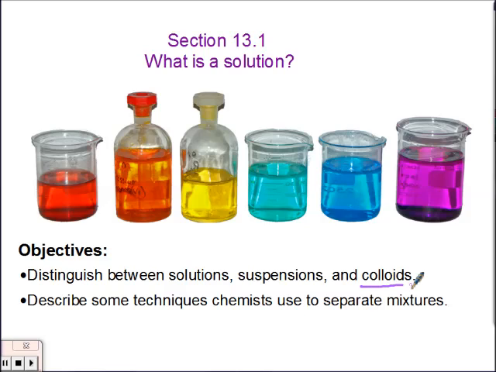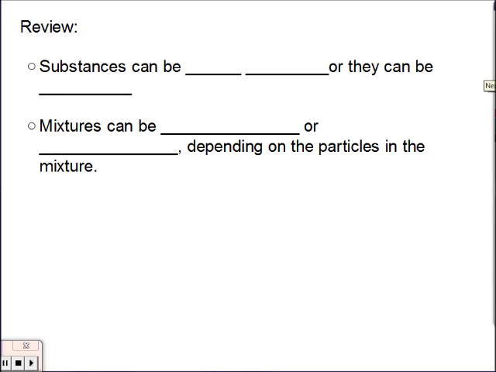Talking about techniques chemists use to separate mixtures, so we can do some labs with it. And we're also going to today learn a calculation called parts per million. That's the third objective of the day.